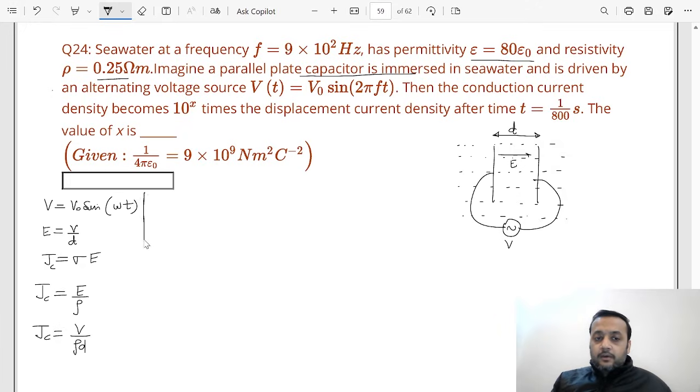All right. Now let's talk about the displacement current density. If you recall, the displacement current I displacement is written as epsilon times the rate of change of electric flux. Okay, and how do we write the value of epsilon? The value is given.